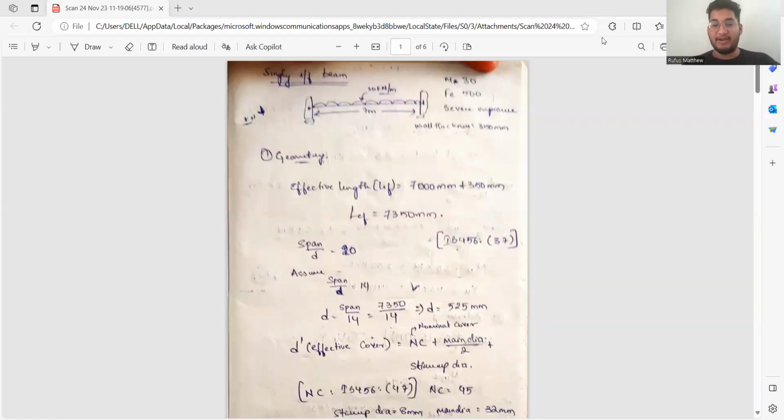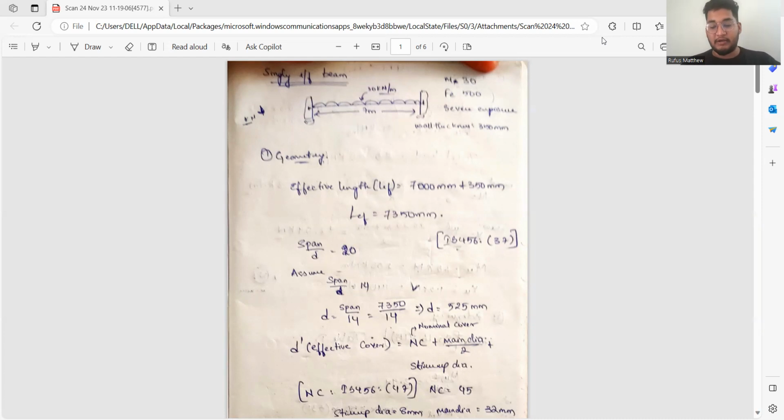Good morning everyone. Today I'm going to explain the sum about a simply supported beam. This is the given diagram. The grade is M20 and Fe 500, with severe exposure. Wall thickness is 350 mm. The first step is geometry.